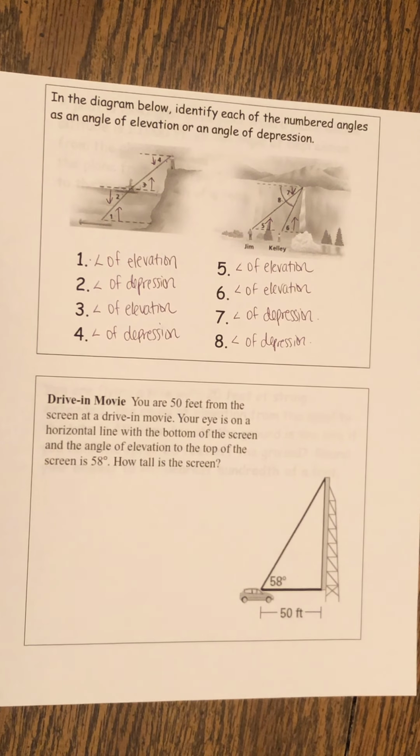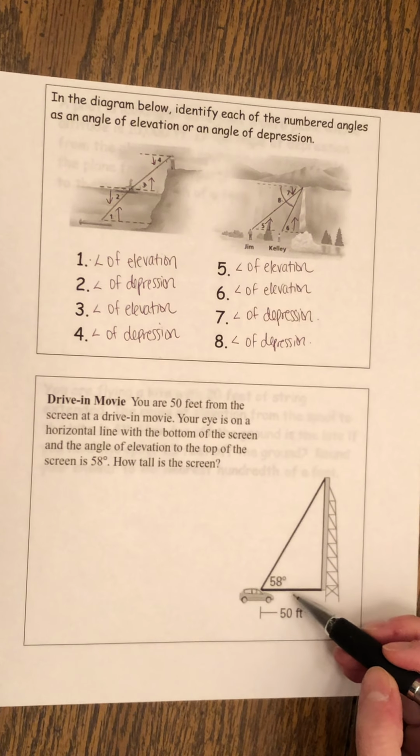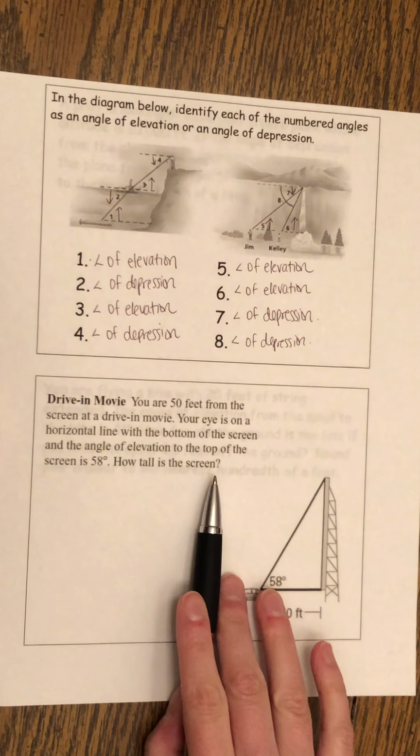So the next word problem says that you are 50 feet from the screen at a drive-in movie. Your eye is on a horizontal line with the bottom of the screen, and the angle of elevation to the top of the screen is 58 degrees. How tall is the screen? So in this one, we have a picture drawn for us. We want to know how tall the screen is.